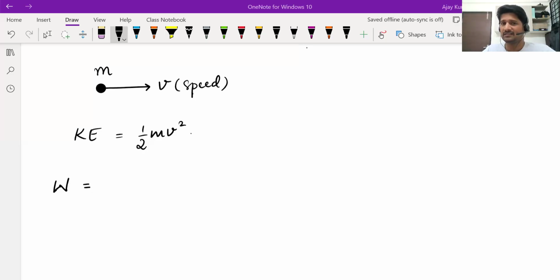But that is not the general formula for work. That Fs cos theta is valid only when force is constant. So force into displacement.